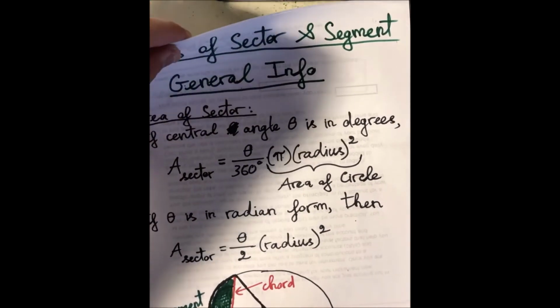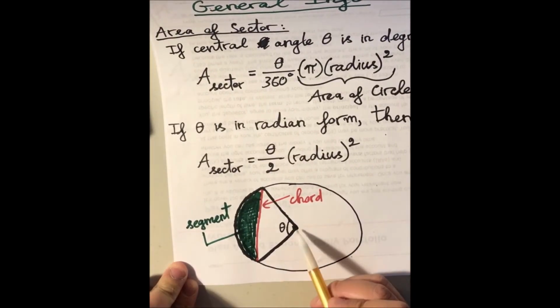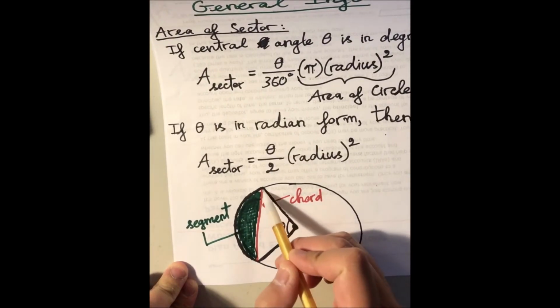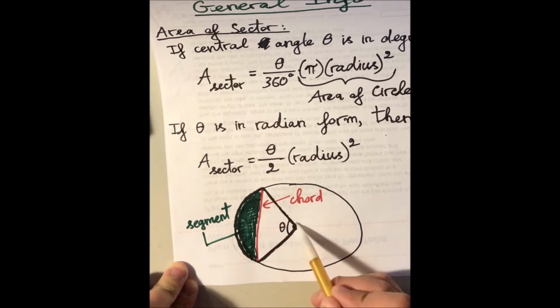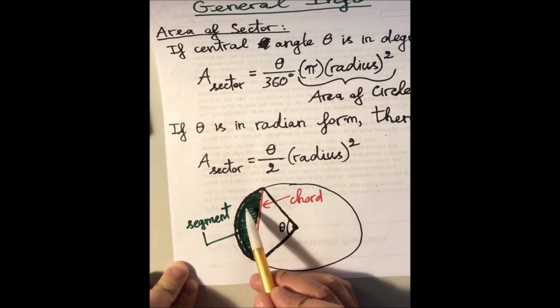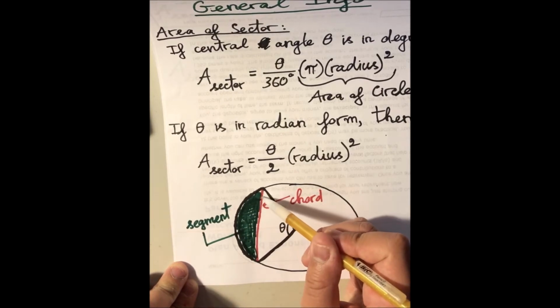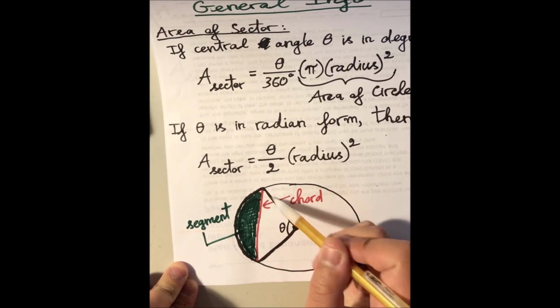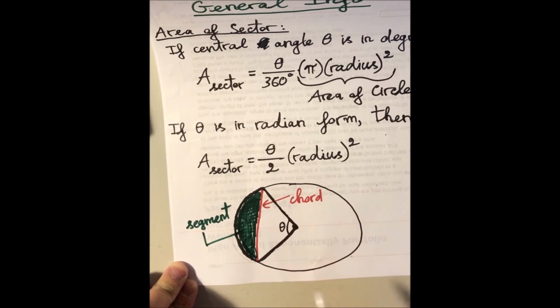Now, what is a sector? Well, the sector is this part right here. So this whole thing is a sector. The shaded part in the green here is called a segment. The line that connects the two endpoints of these two radii is called a chord.